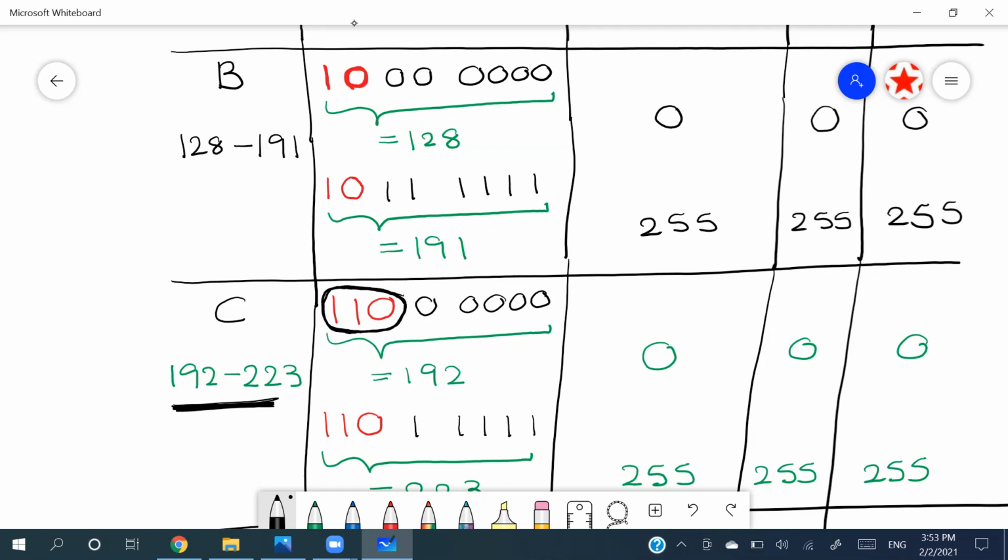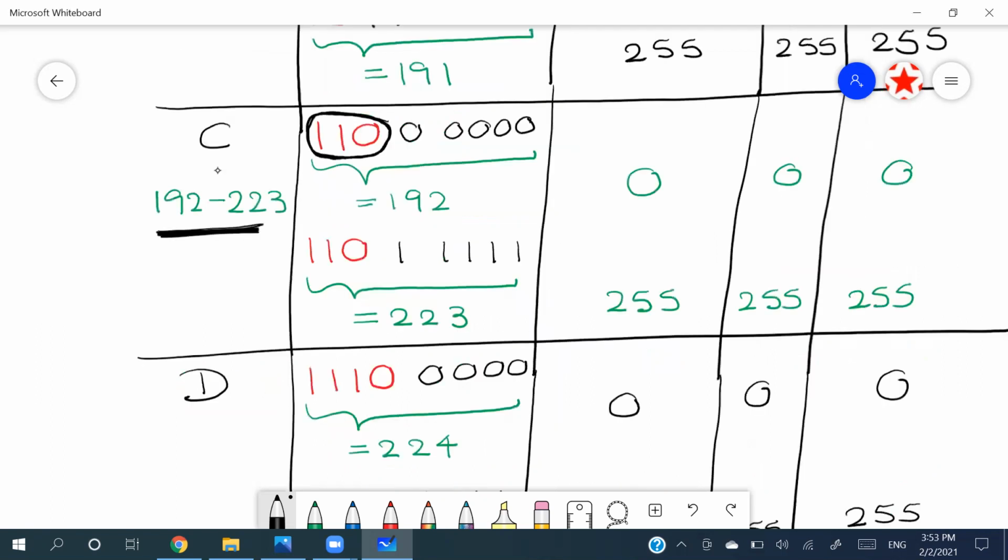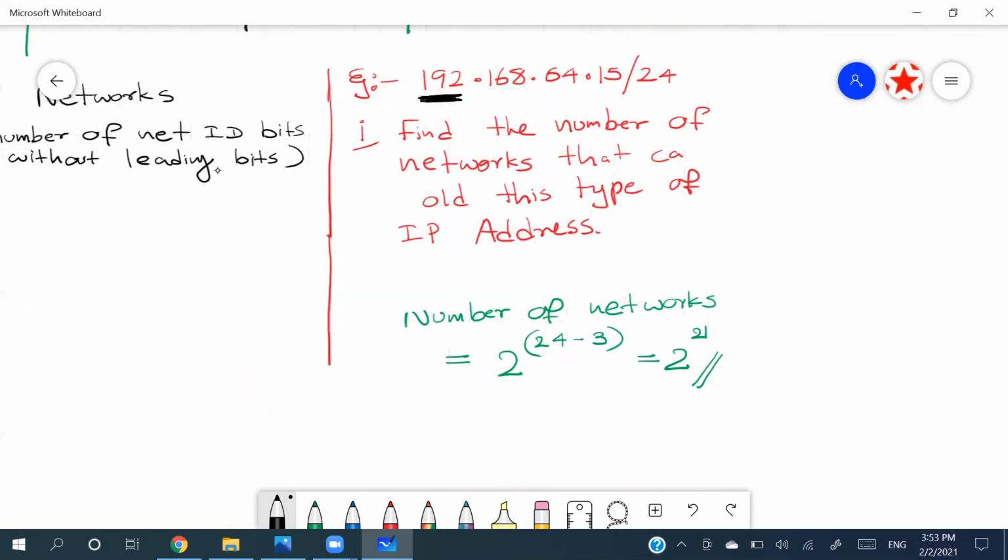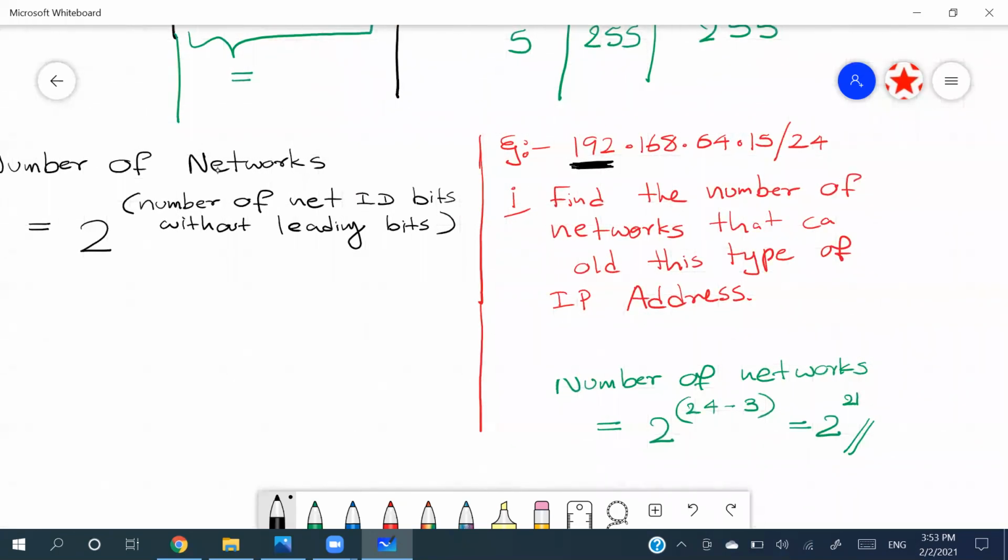Right, are these things clear? Now it is simple. What we need to find is how many networks like this IP address there can be in the world. That is what we looked for: number of net ID bits without leading bits. So the number of networks is 2 to the power 24 minus 3. Why are we deducting 3? Because there are 3 leading bits. Right? Is it clear now, Dilsara? Did you get the answer to the question?